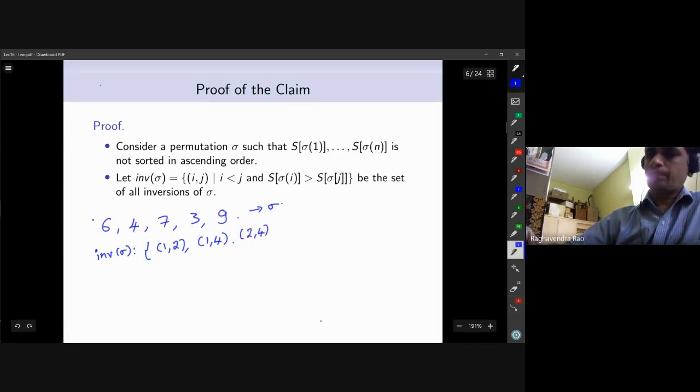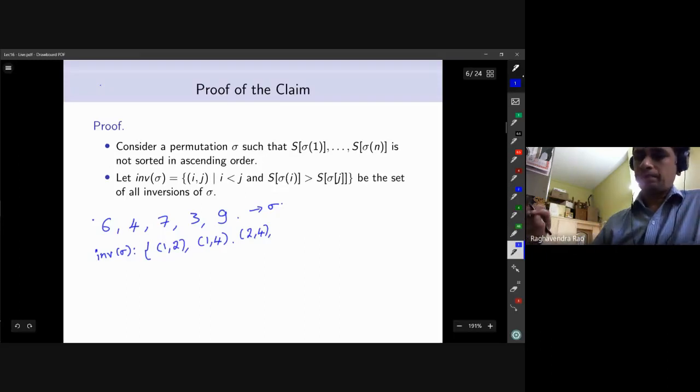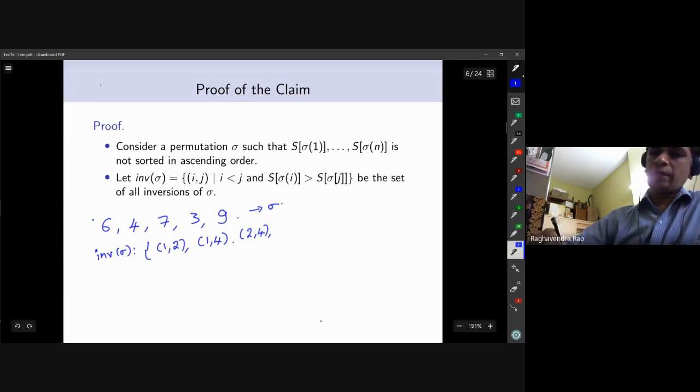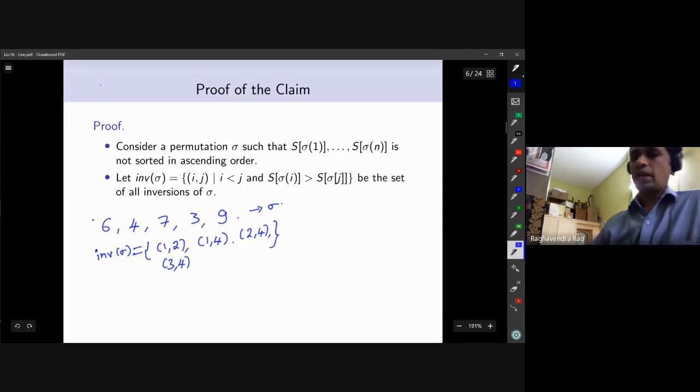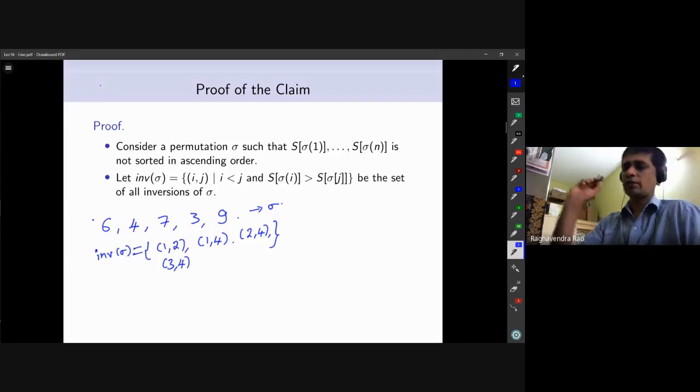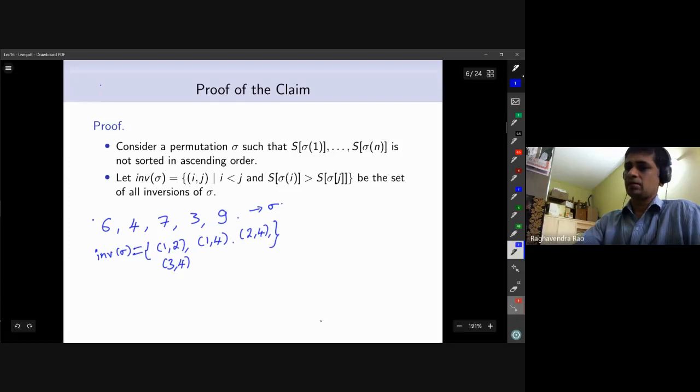2, 4. And 2, 5 is not an inversion. Again, 3, 4 is an inversion. So these are the inversions. Okay, so inversions with respect to this ordering of the array is basically these 4.